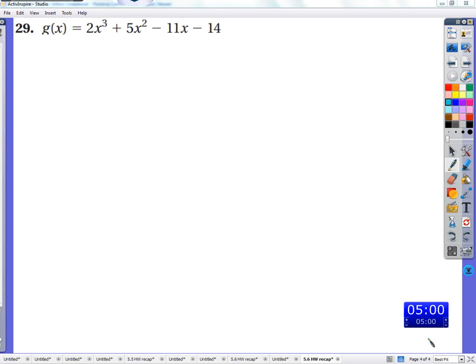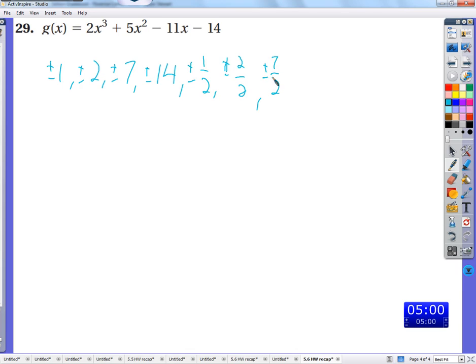What's the main difference with this problem when compared to the one we just did before? A leading coefficient of two, right? So we get our normal list of 1, 2, 7, 14, right? That's normal. But we also have what? All that stuff over 2, right? So not just those, but also 1 over 2, 2 over 2, 7 over 2, and 14 over 2.